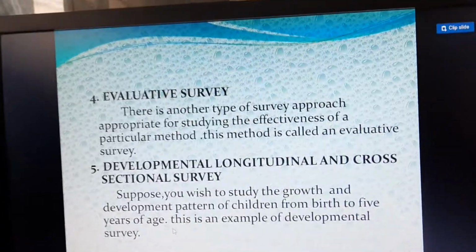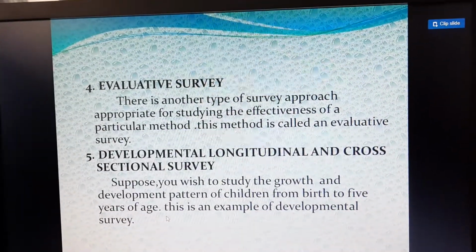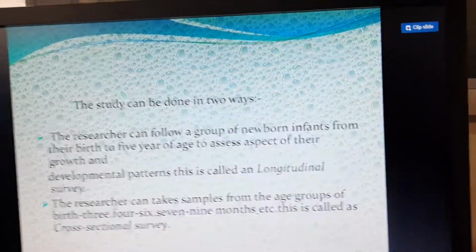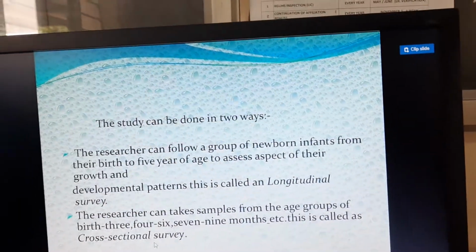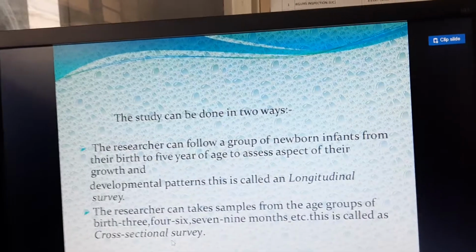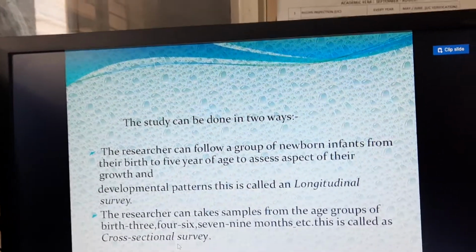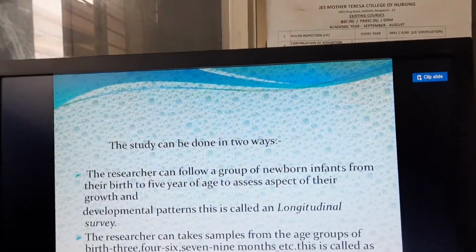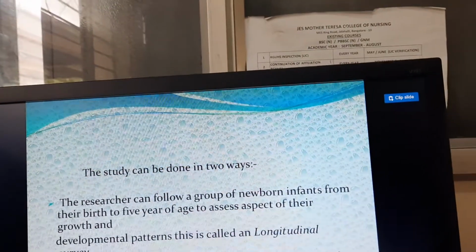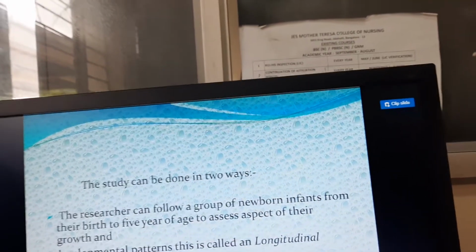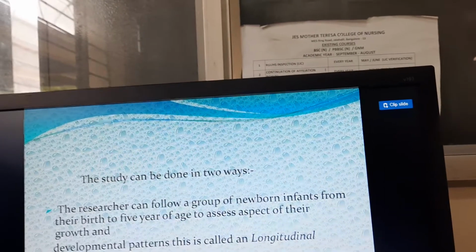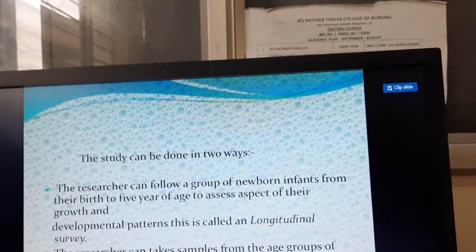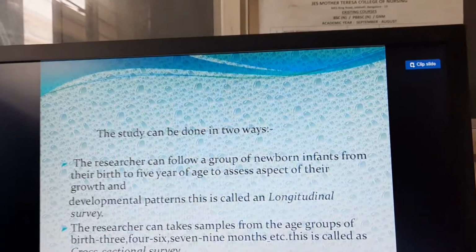Here the example is, suppose you wish to study the growth and development pattern of children from birth to 5 years of age. Understood? The study can be done in 2 ways. The researcher can follow a group of newborn infants from their birth to 5 years of age to assess the aspects of their growth. When the child is born, all the organs are very small, even the heart, liver, lungs, kidneys, reproductive organs and brain. So how they develop, the developmental pattern, is studied in a longitudinal survey.